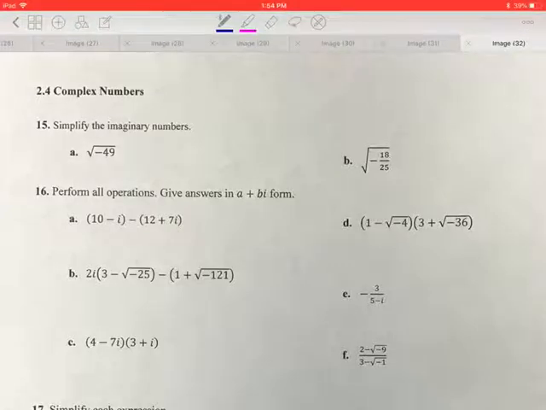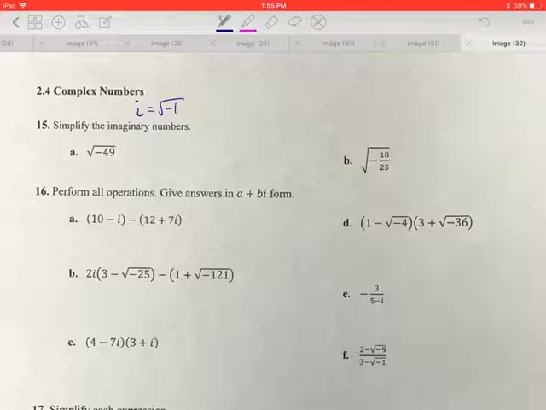Okay, we're looking at number 15 on the review. We're looking at imaginary numbers. So remember that i is defined to be the square root of -1. So there's not actually a real number that we can square that would give us a -49.